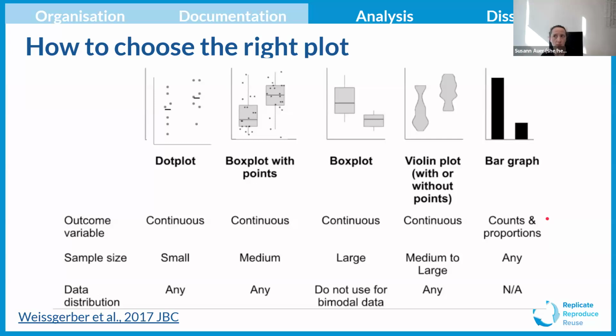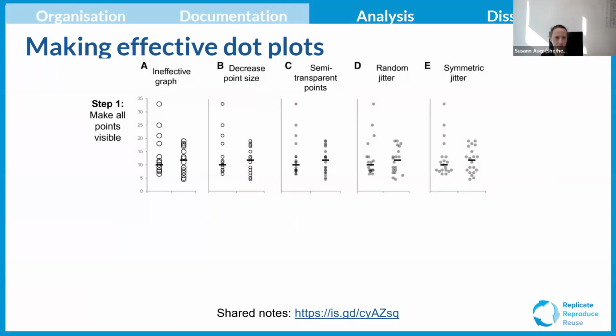So I'm working in molecular biology, so I often have something like PCR data. And so the relative expression of a gene, for example, is a relative proportion that's often shown as a bar graph. So in these kinds of cases, it is fine to use a bar graph, but if you can, try to use another option. So how do you make an effective dot plot? Here are a few tips.